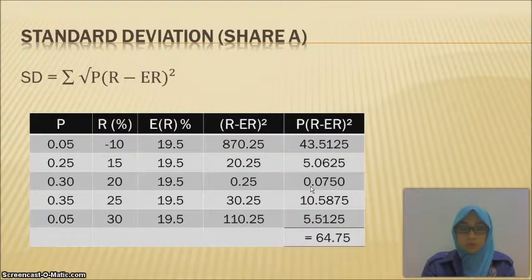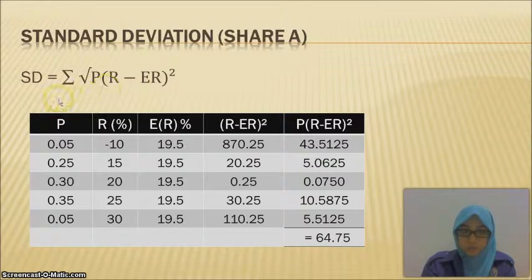Next, I will proceed to calculate standard deviation and variance. Before we calculate the standard deviation, we need to calculate the variance first. This is the formula of standard deviation: R is the possible return, which needs to be minus the expected return, and we need to square it, and then the answer must be square rooted.